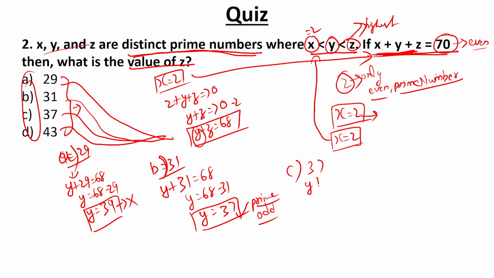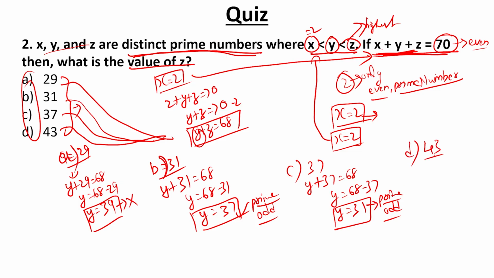C is 37, right? Y plus 37 is equal to 68. Y is equal to 68 minus 37. Y is equal to 31. It is a prime number and odd. Yeah, let's check with the last one, which is 43. Y plus 43 is equal to 68. Y is equal to 68 minus 43. Y is equal to 25.